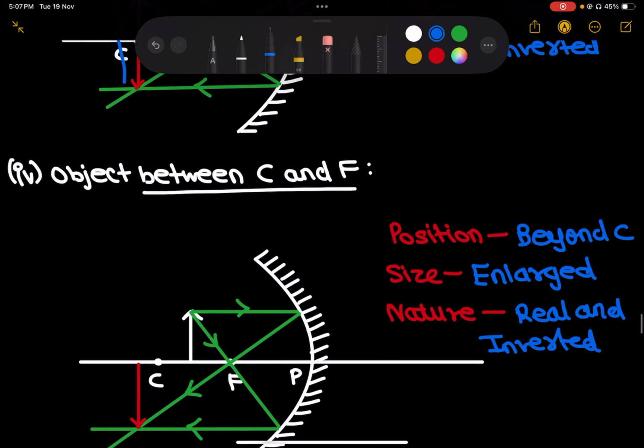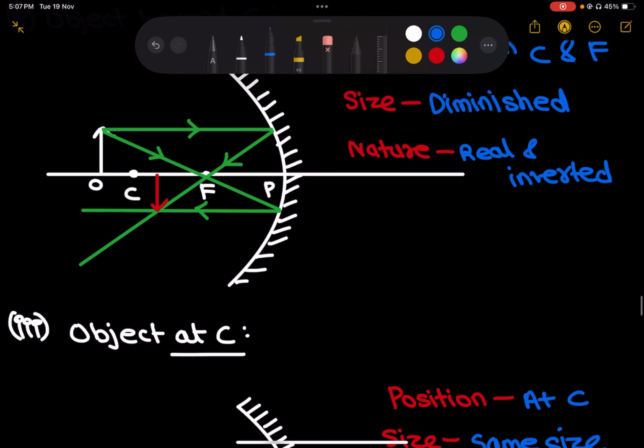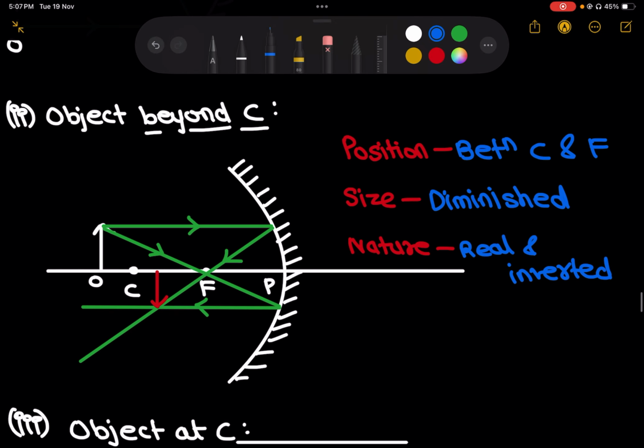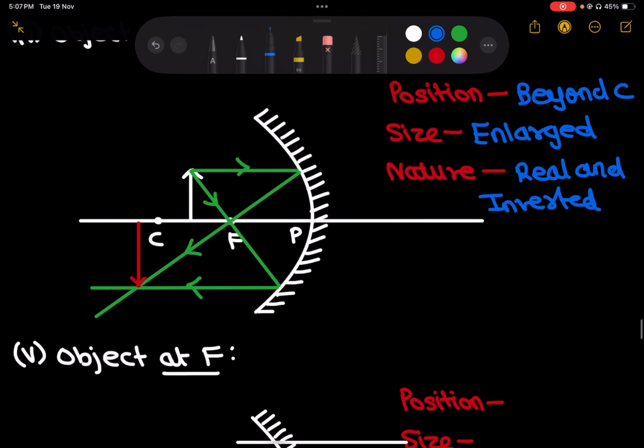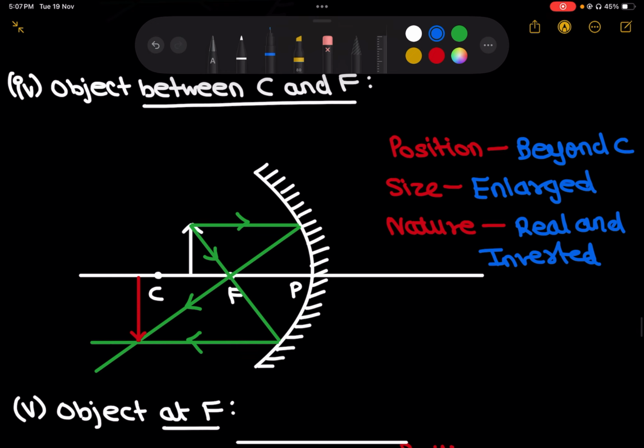So are you seeing this one pattern? It's not a pattern, I'll say, but when the object was beyond the C, the image formed between C and F. And when the object is between C and F, the image is forming beyond the C. So you can remember it like it's opposite, right? So you can remember it that way.